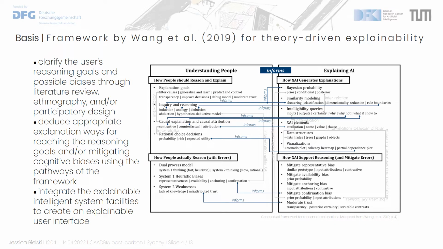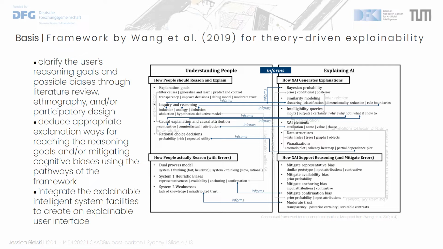We draw from Wang and co-authors, who present a framework for creating theory-driven explainability for a specific target group. It is based on the dual process model of ideal human reasoning and true human reasoning with errors, of both heuristic system 1 and the analytical system 2. Thus, explainability either supports the human reasoning process or mitigates possible errors.